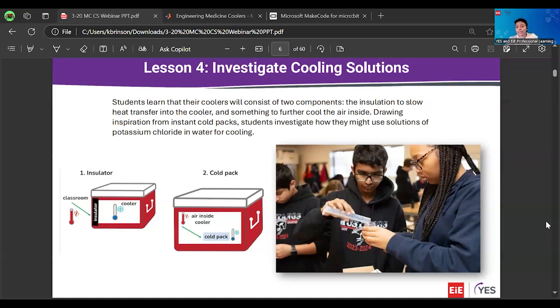What they typically learn is that the more potassium chloride they add, the colder the cold pack gets, but there's usually some sort of plateau at some point in the higher numbers, where if you go past 9 grams, for example, you might not get the same cooling effect. So they use this knowledge to select the amount of potassium chloride they'd want to use in their cold pack for their medicine cooler.